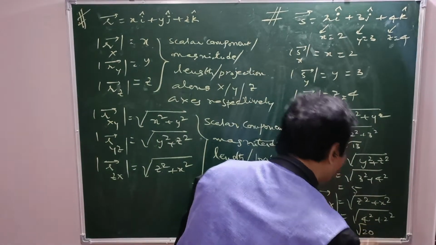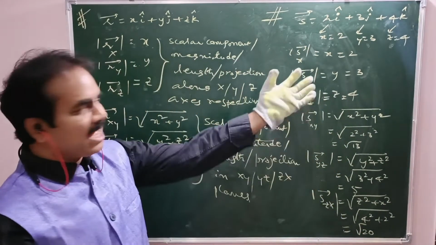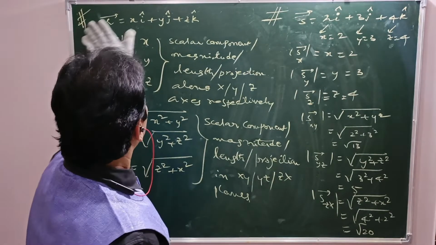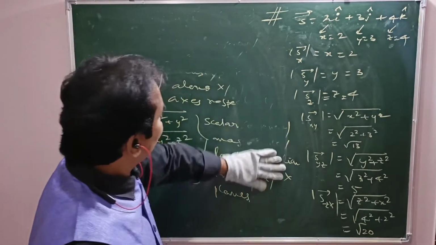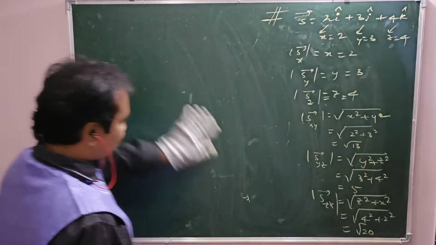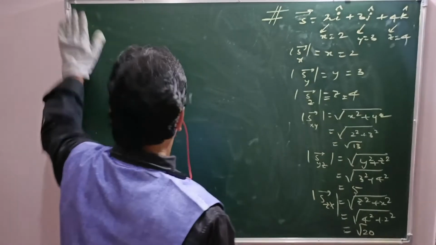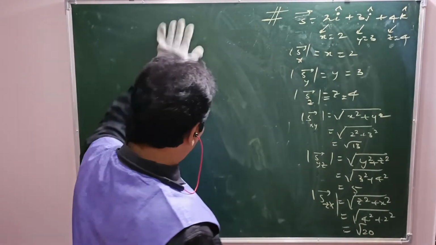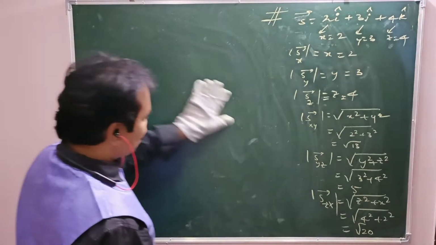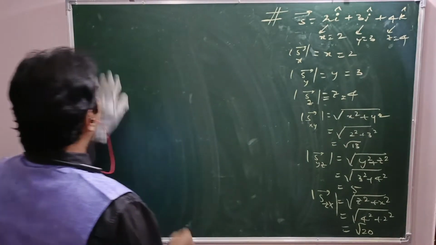Root 20. The same can be visualized as follows by drawing one parallelepiped. Okay. Again I am taking the coordinate axes x, y and z.